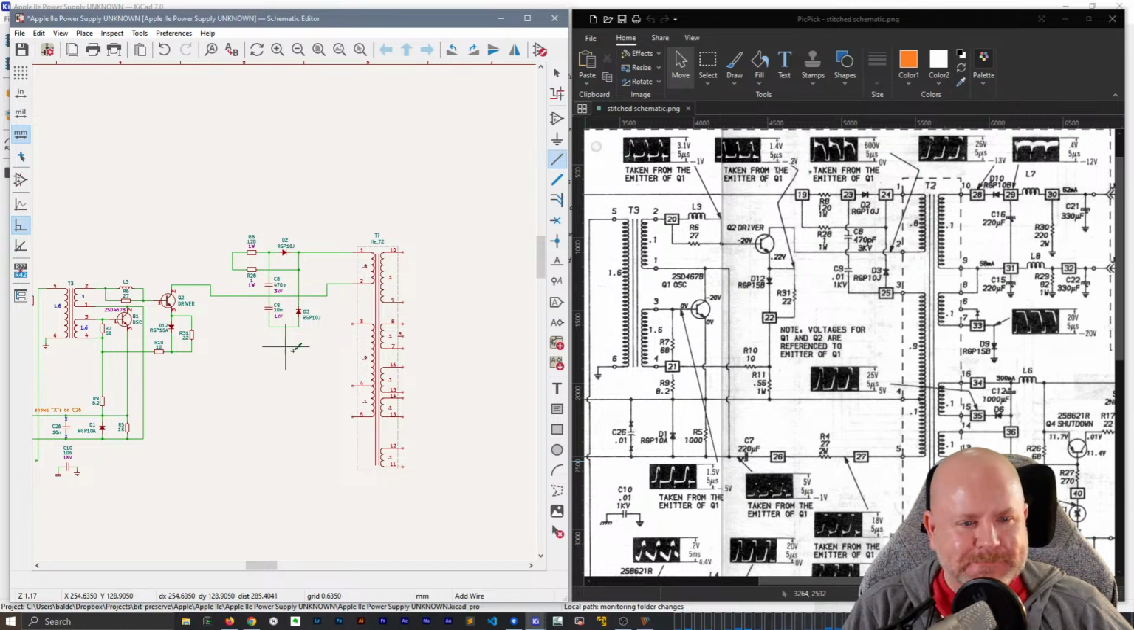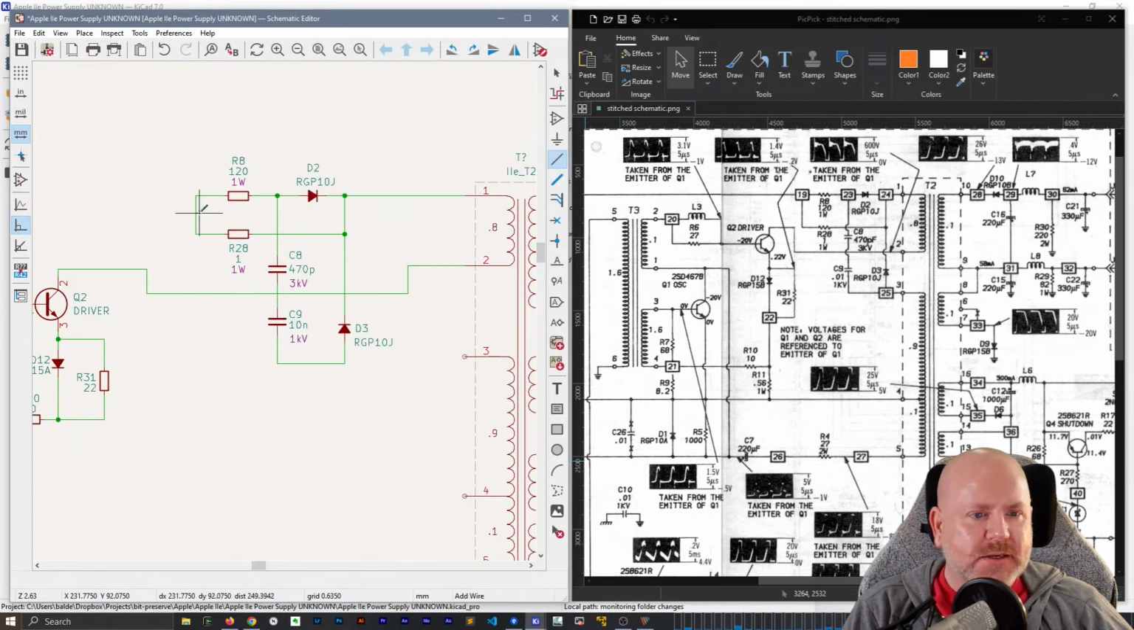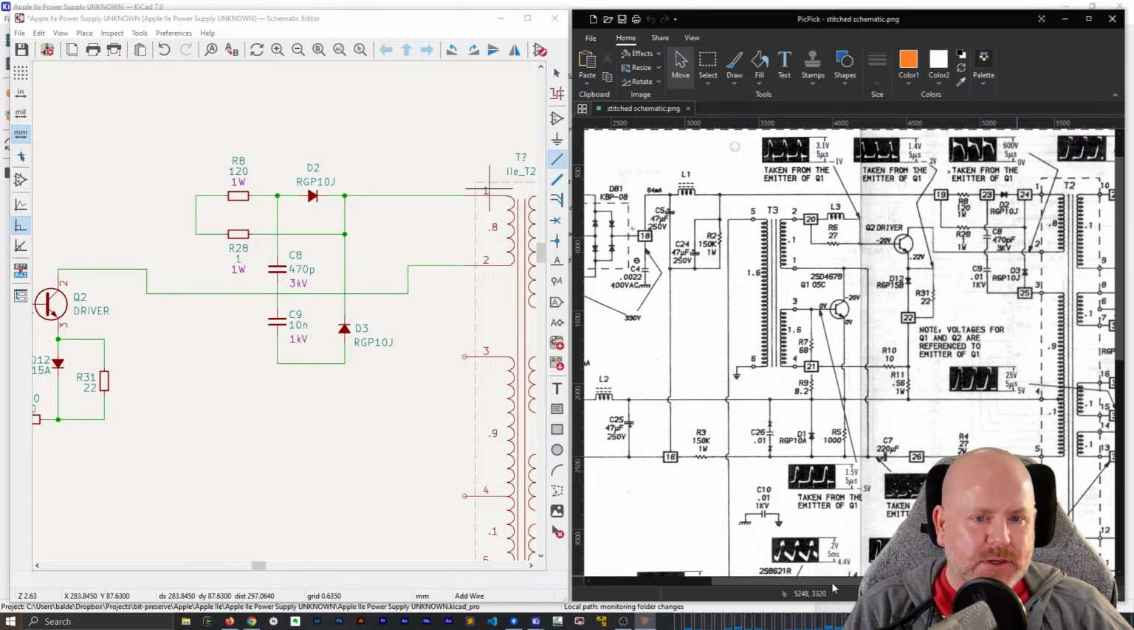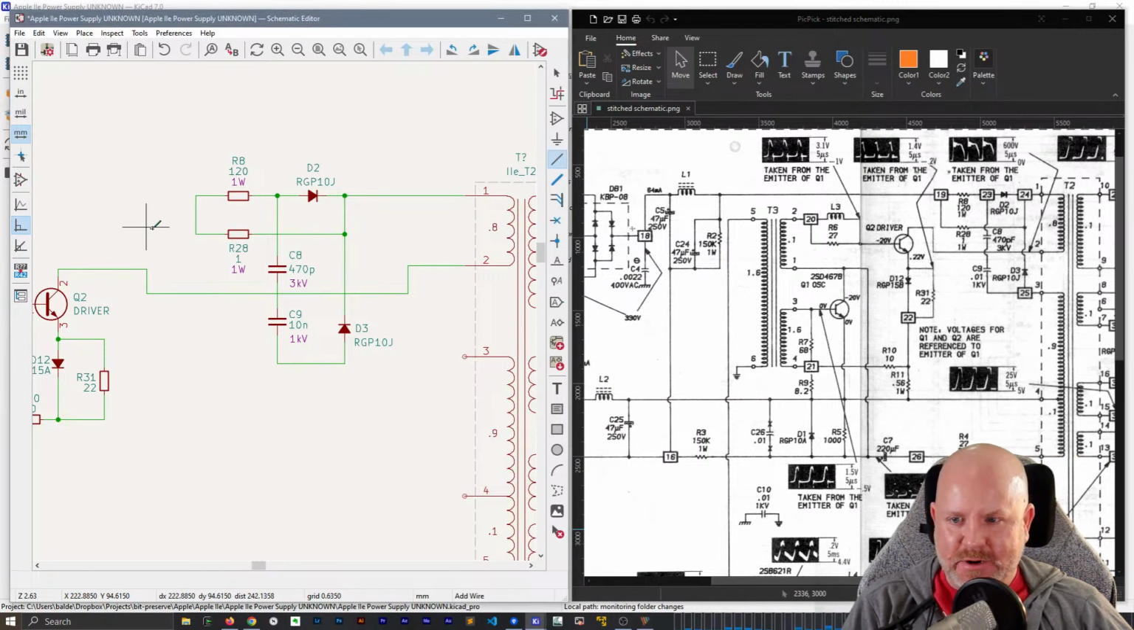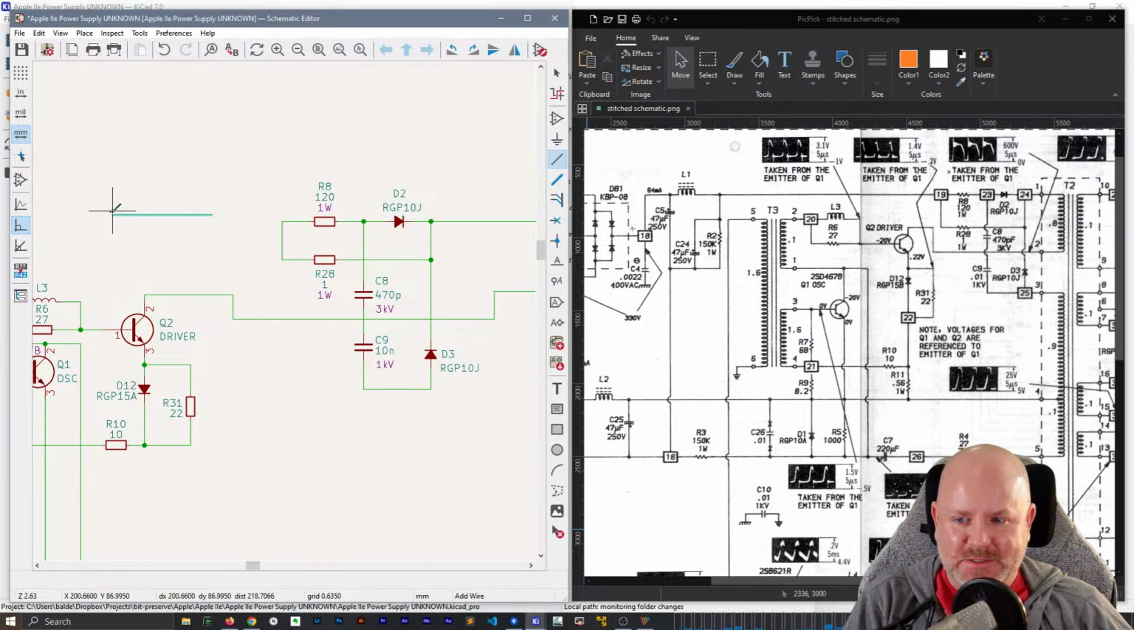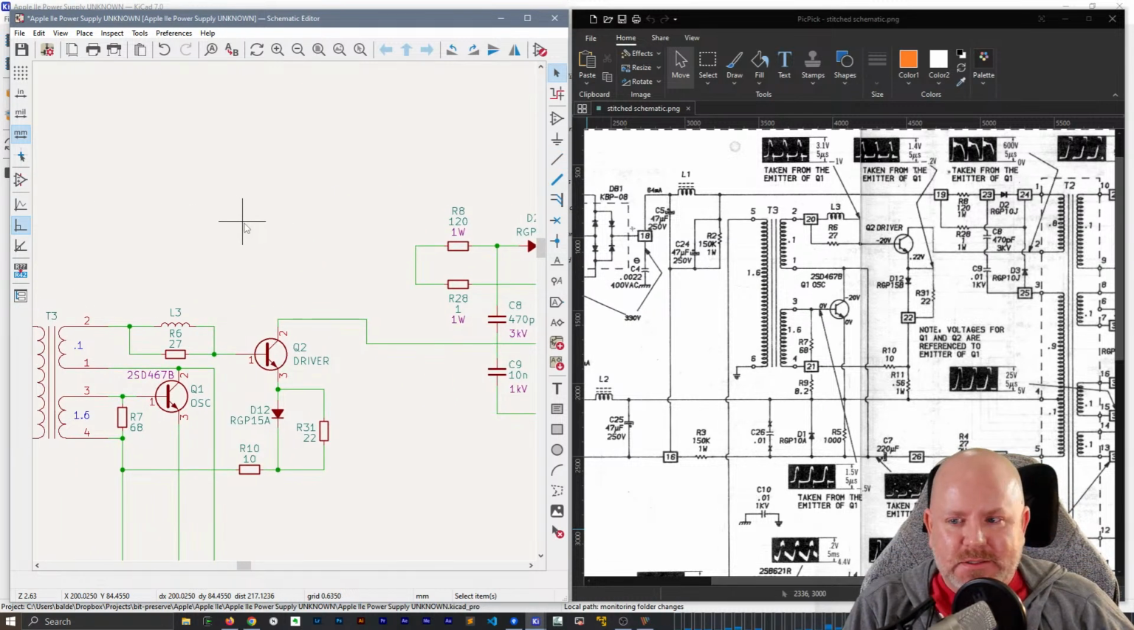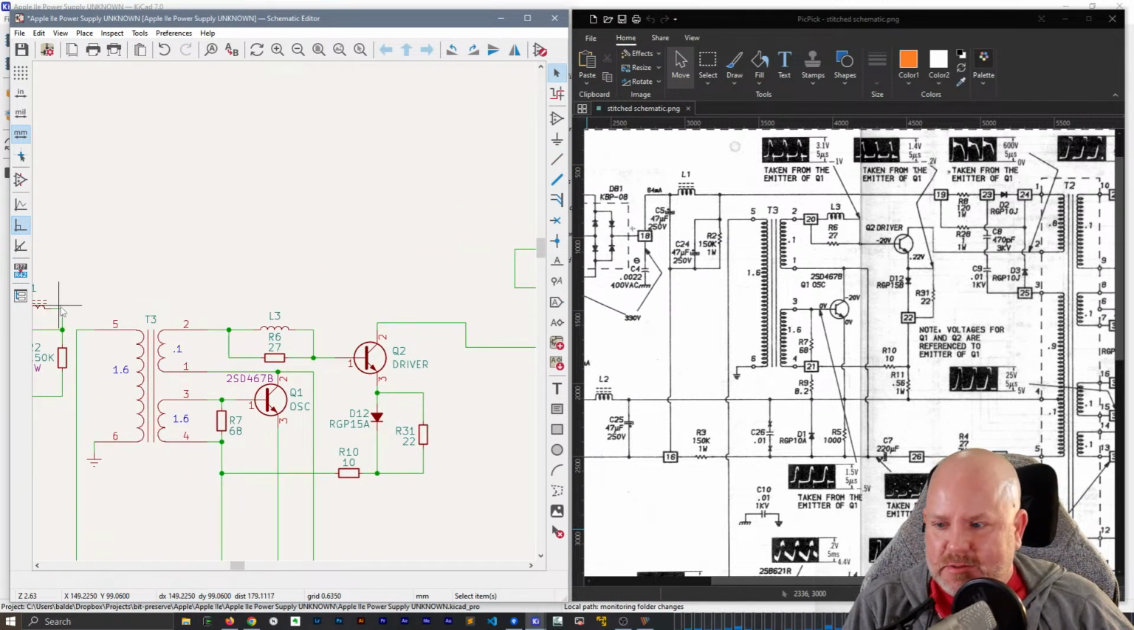Okay. Let's take a closer look. Okay, so where did this connect to? 19 goes all the way back before the other transformer. I almost said transistor because I'm tired. Okay, this is getting messy.